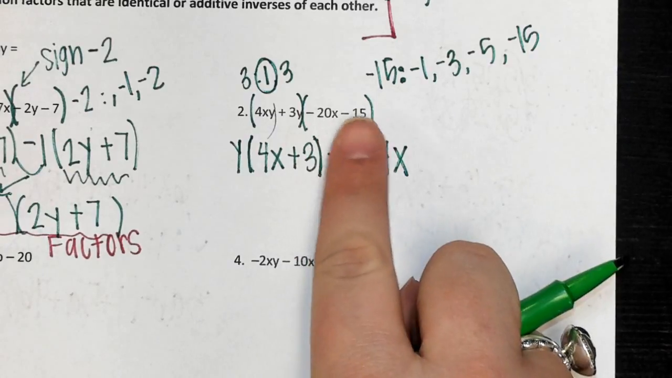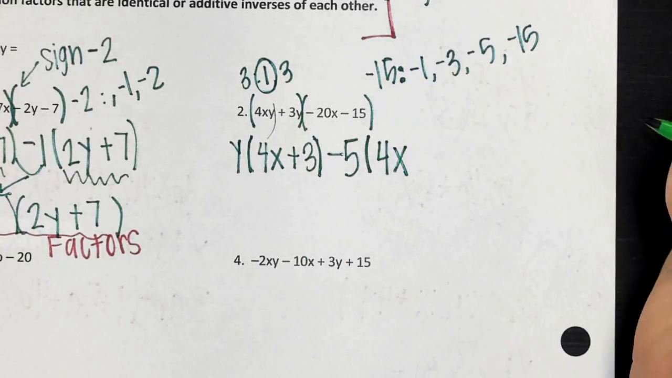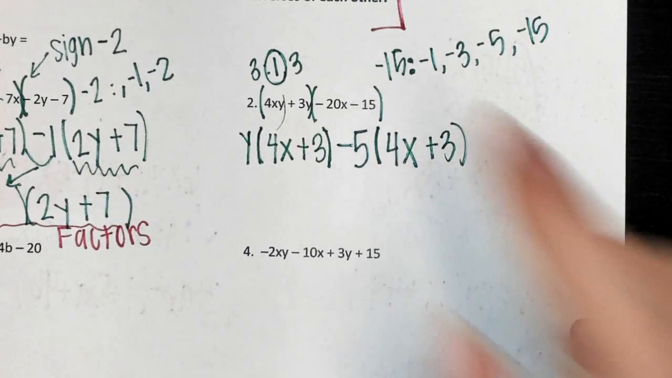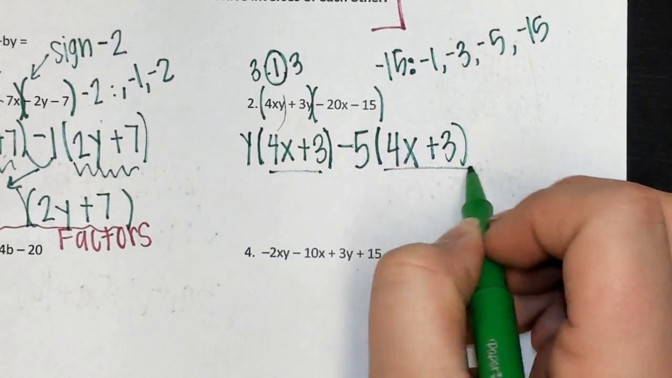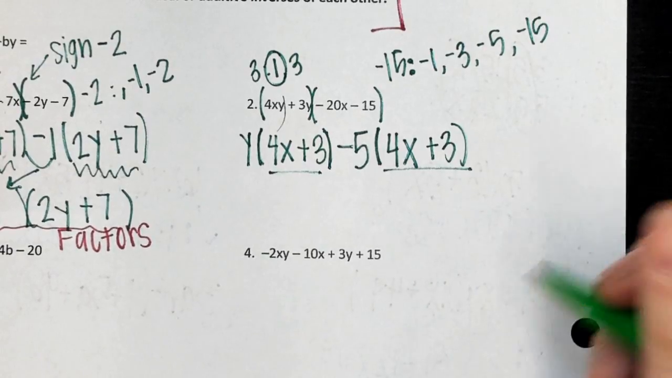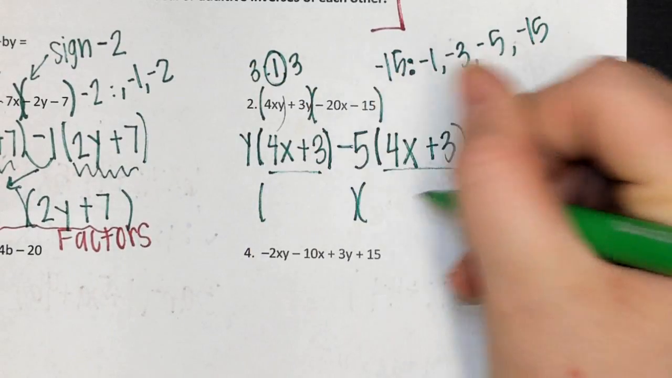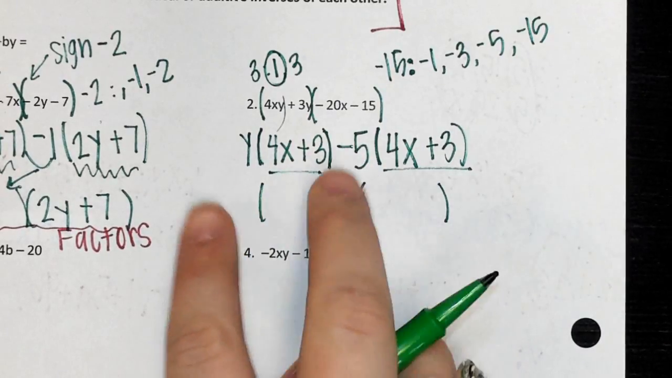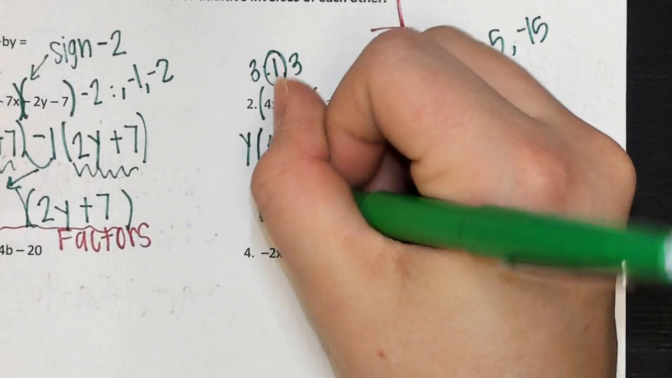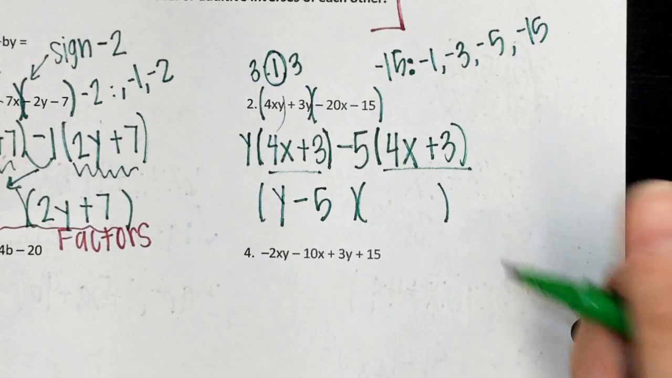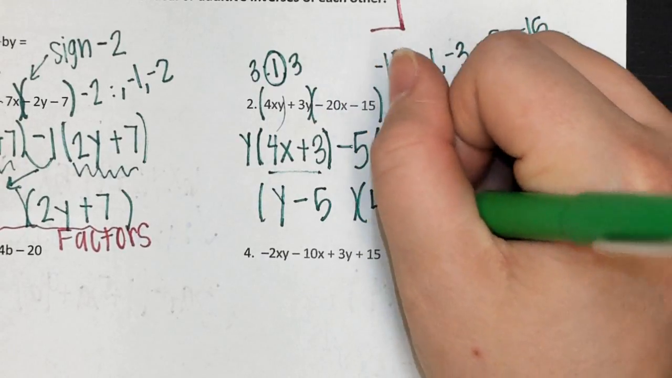Negative 5 times what is negative 15? Positive 3, because negative 5 times 3 is negative 15. Do I have the same thing? Yes. Very good. Now we need to regroup. I'm going to be left with 2 sets of parentheses. One is my factors. My factors come out first. So y minus 5. And then you just write your remainders once.